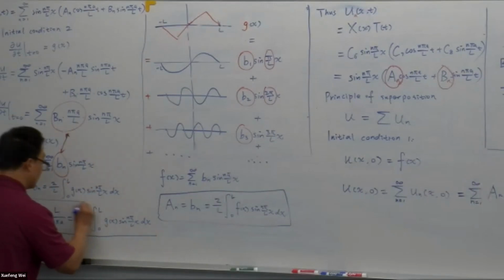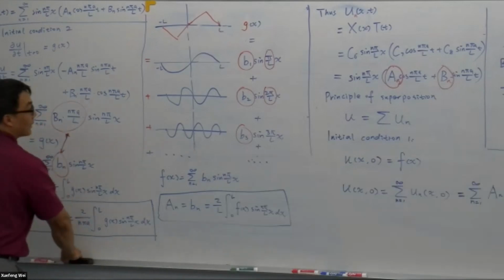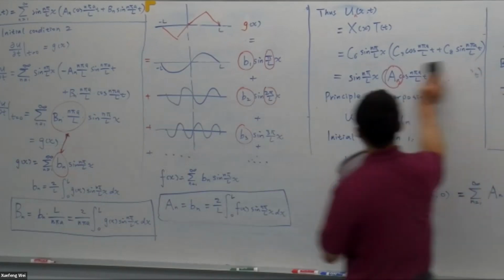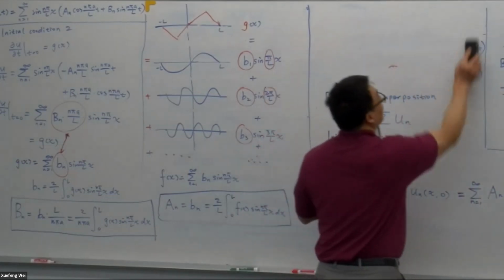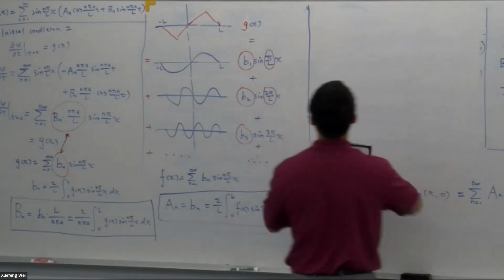So my final solution is whatever I put into the square. Here An is this, Bn is this. Okay, so that's my final solution. I'm going to write the final solution together where you can see it. The final solution, I just write it here.